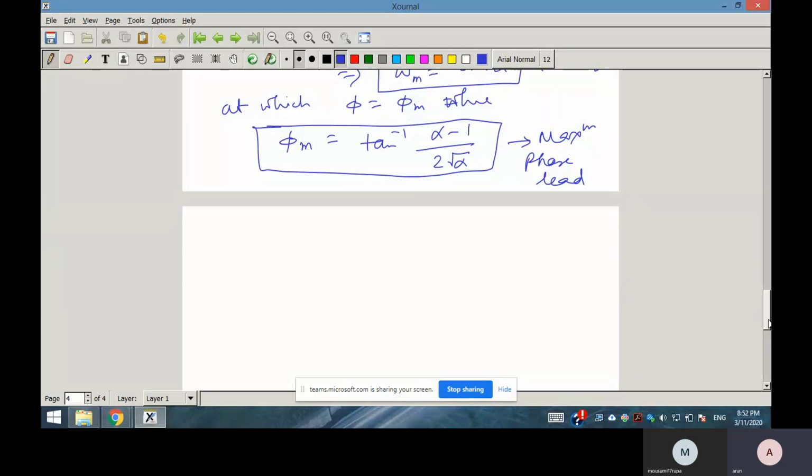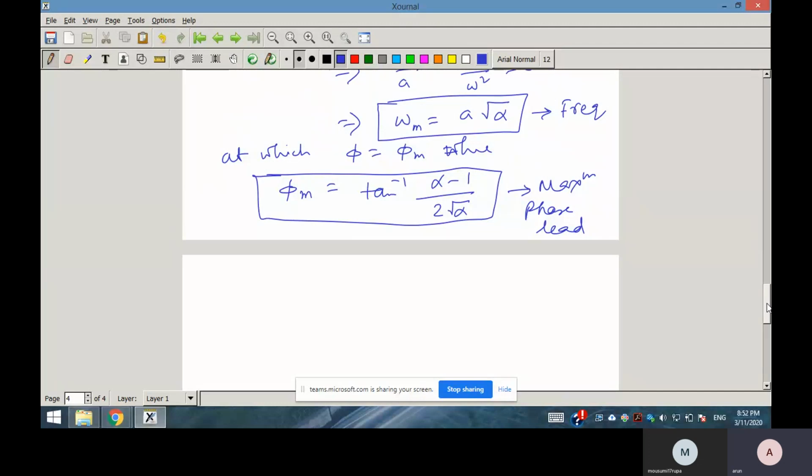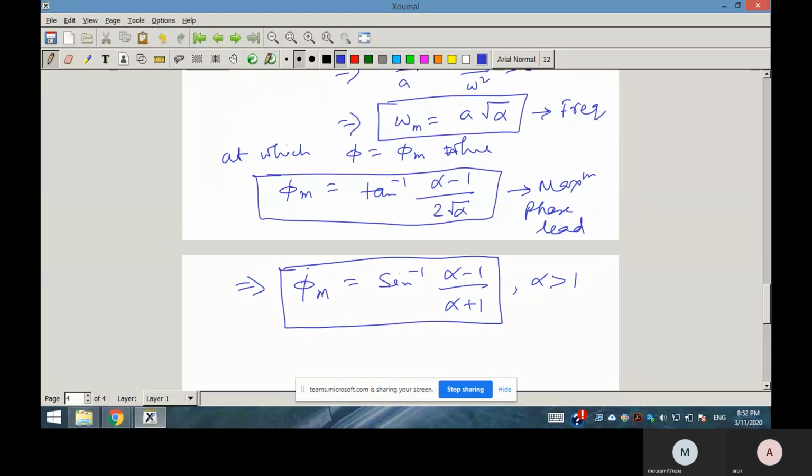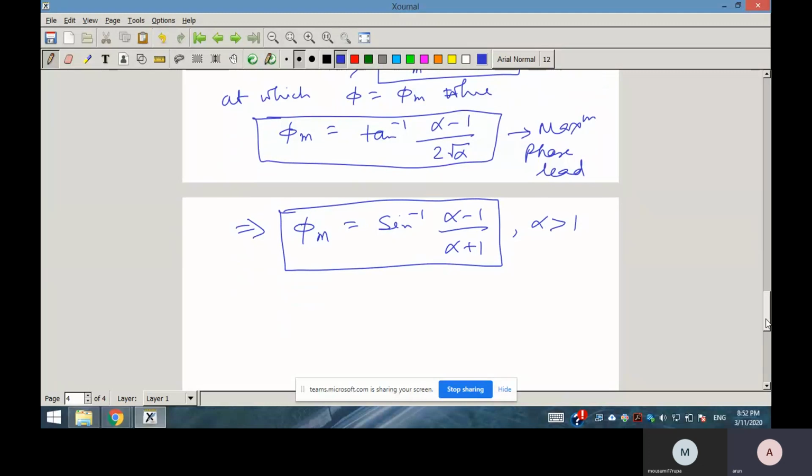So now what is the Bode plot of... yeah, before that, this phi m you can also write like this: phi m equal to sine inverse of (alpha minus 1) by (alpha plus 1). So of course here alpha is greater than 1. So this is the maximum phase lead. So this you can also write.